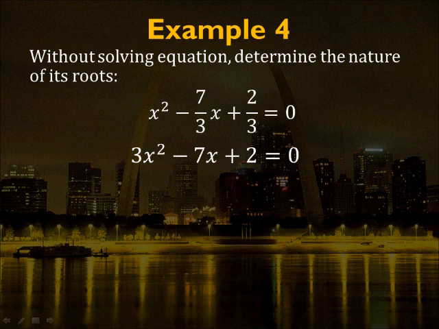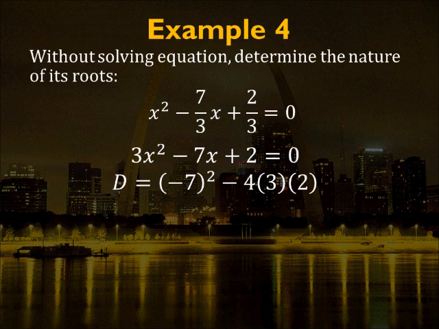So let's apply the discriminant test. You have negative 7 squared minus 4 times 3 times 2, which is 49 minus 24. And hey, we have a perfect square. 25 is a perfect square. So you're going to have to be able to identify perfect squares pretty quickly.